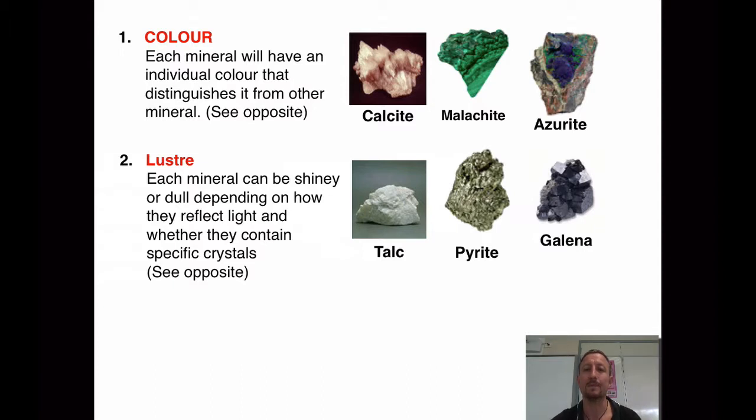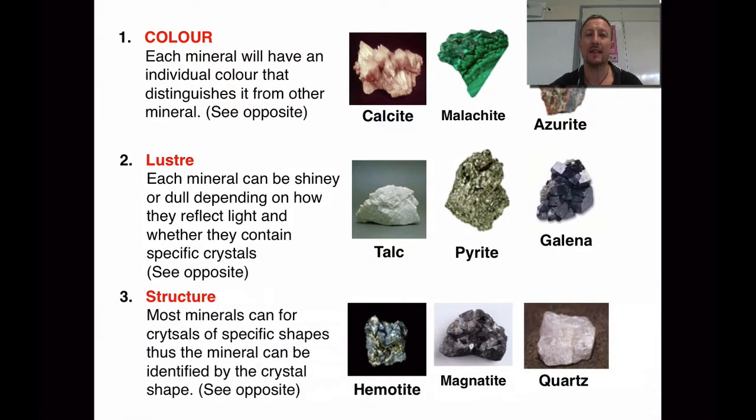Pyrite in the middle, also known as fool's gold, will reflect light really well, so it's got a shiny luster. And galena, you can see the beautiful crystals which are formed there, they will reflect light really well, and so we would say that's got a shiny luster.